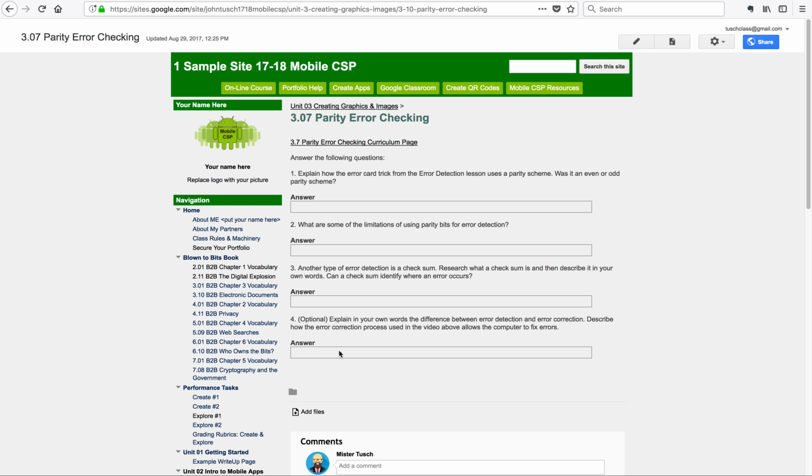This fourth one is an optional one, but I encourage you to try to get it. It's really the difference between two words, the words detection and correction. What is the difference between the two? And if you can explain that, you're probably going to get this answer right.